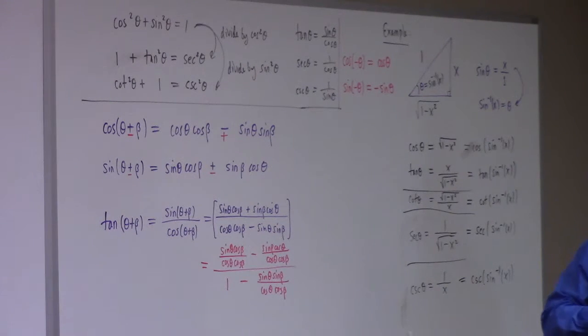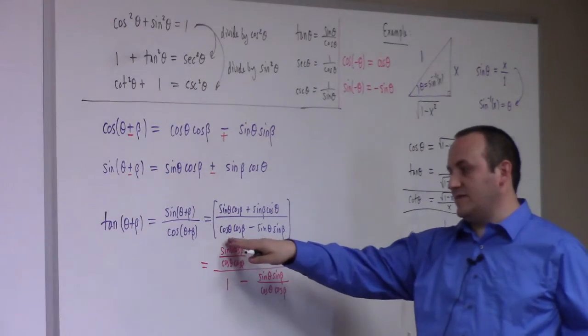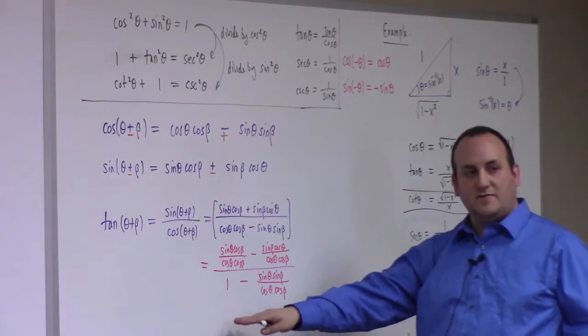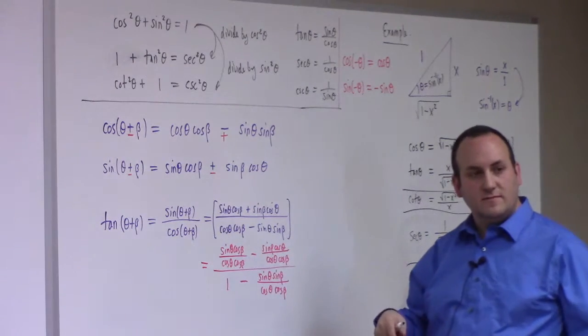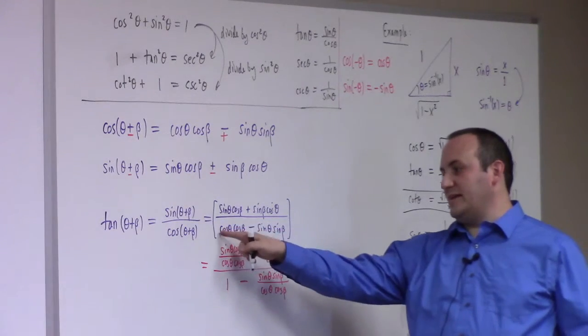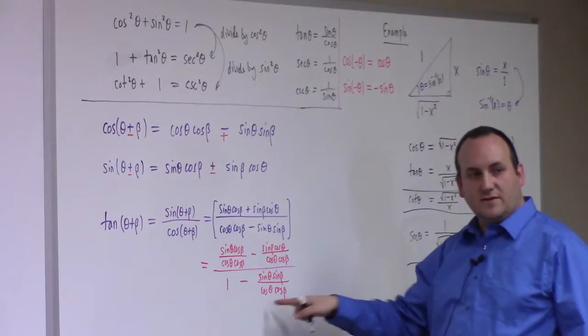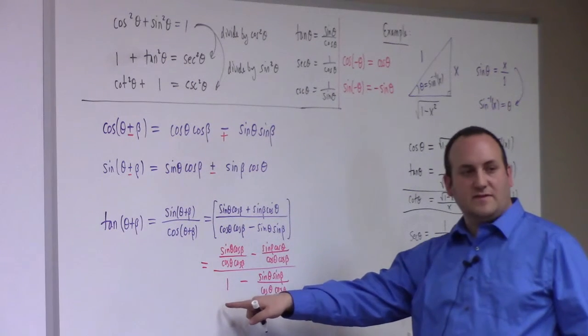I'm dividing this expression, top and bottom, by the product of cosine theta, cosine beta. So cosine theta, cosine beta, divided by cosine theta, cosine beta, 1.